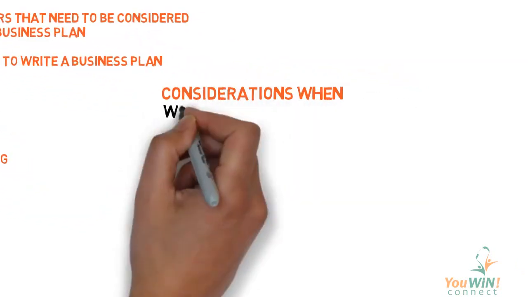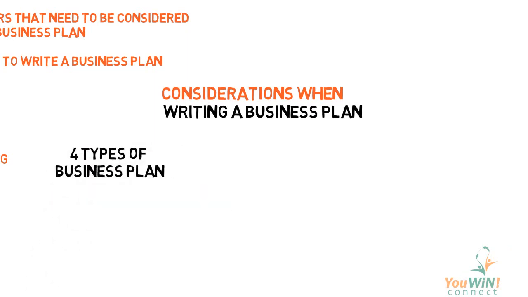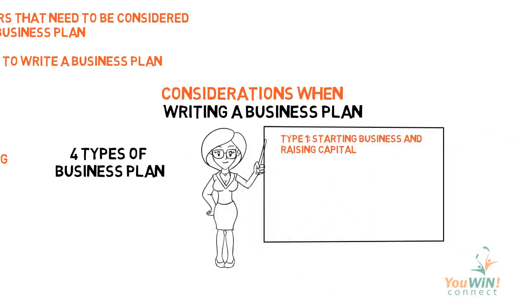There are four possibilities when we're writing a business plan, and these possibilities derive from what we are writing and whom we are writing for. And this gives rise to four types of business plans. Type 1: we are writing a business plan for a new business and we want to raise capital.